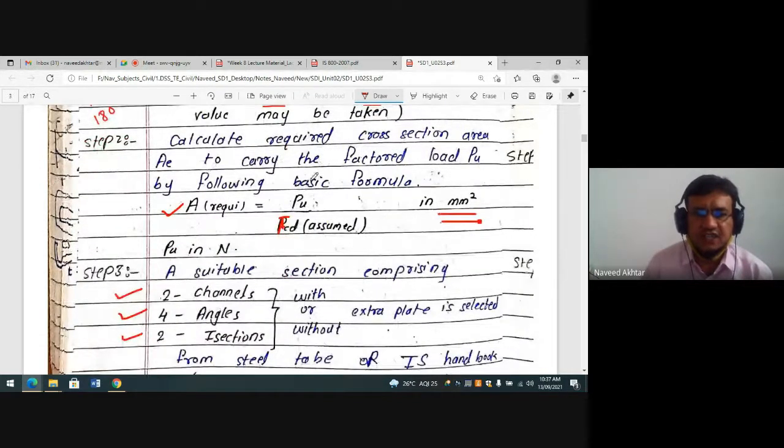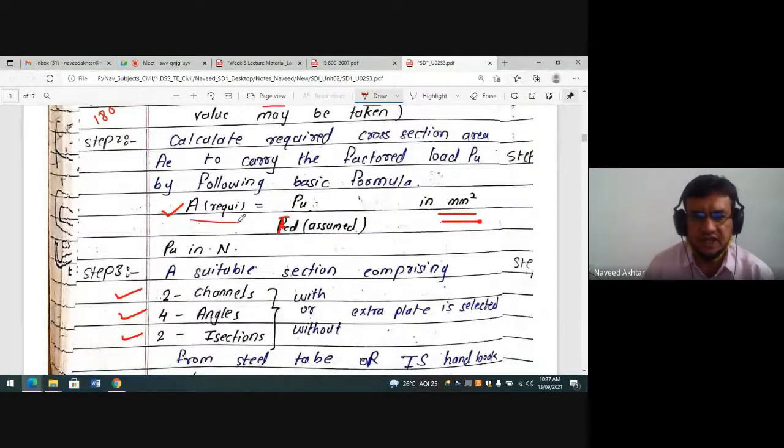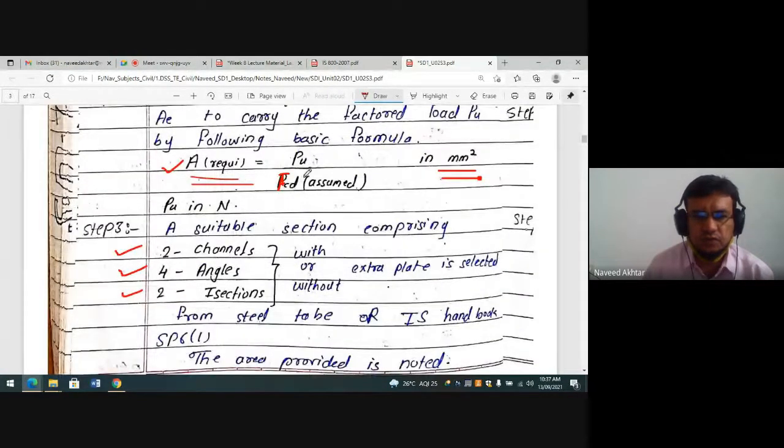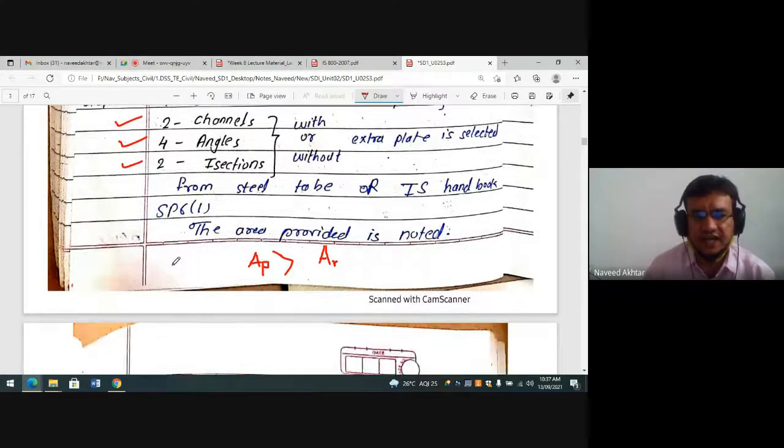Now from the trial section you have to calculate, जैसे कॉलम हमने डिजाइन किया वैसे, from this assumed FCD, you can find out the area required for the column. So put the PU, value of load upon FCD assumed, you will get the area required. Then select the suitable channel, say 2 channel section, 2 I section or 4 angle section for built-up column, and then find out the area provided. Area provided should be greater than area required. अगर ये है तो you will go further.